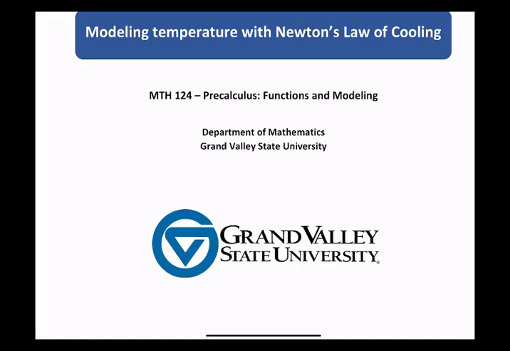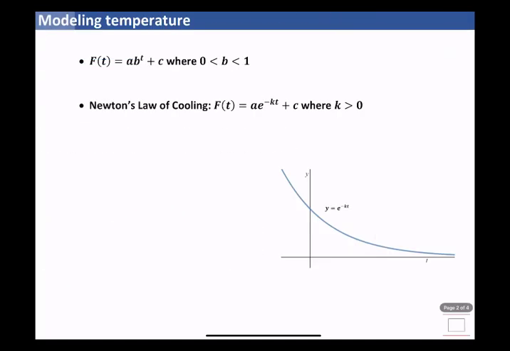Hello and welcome to this video about modeling temperature with Newton's law of cooling. Previously we learned that Newton's law of cooling, which states that an object's temperature changes at a rate proportional to the difference between its own temperature and the surrounding temperature, results in the object's temperature being modeled by functions of the form f of t equals ab raised to the t plus c.